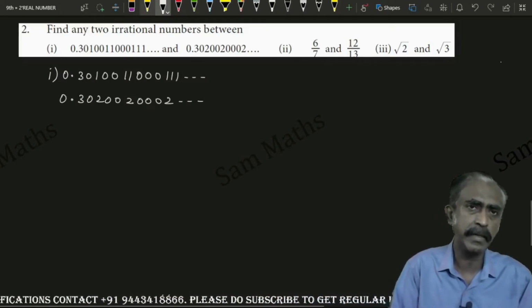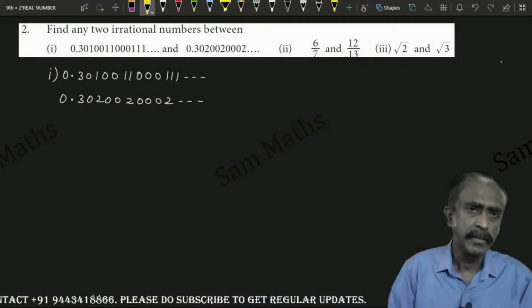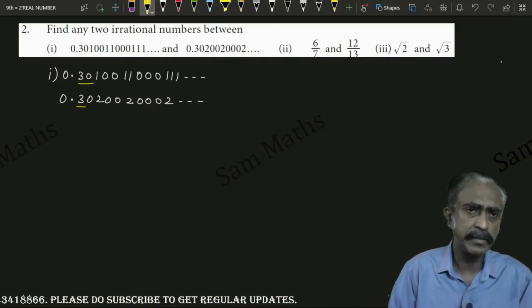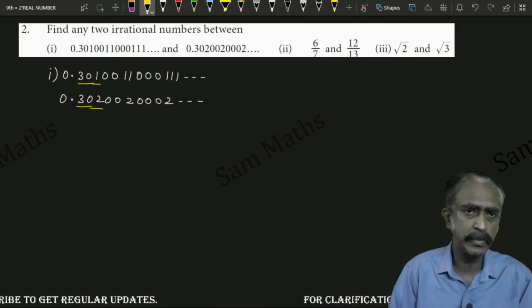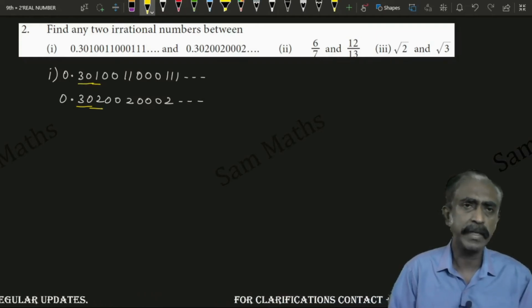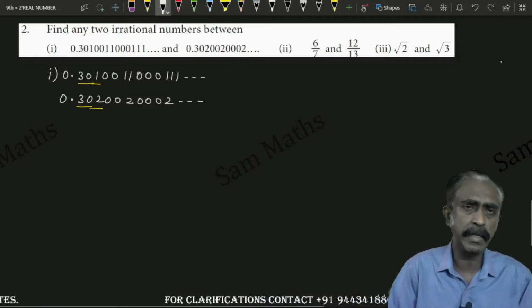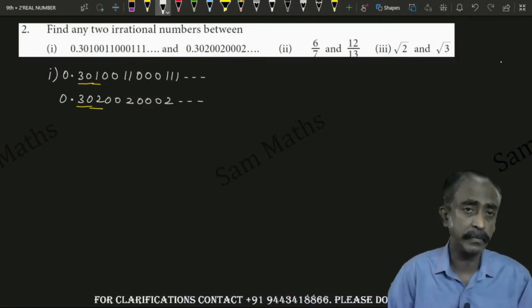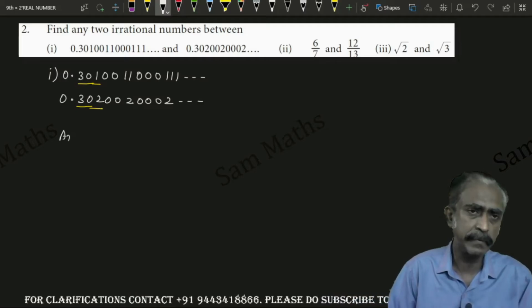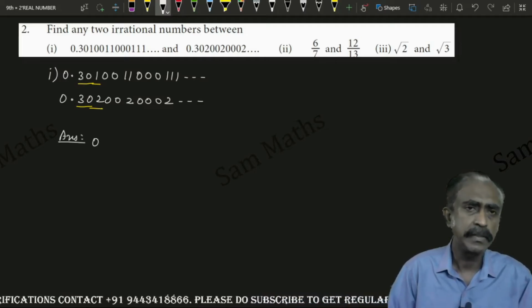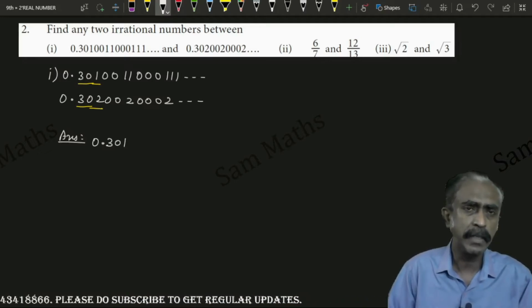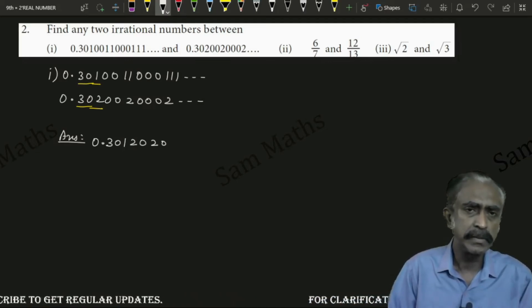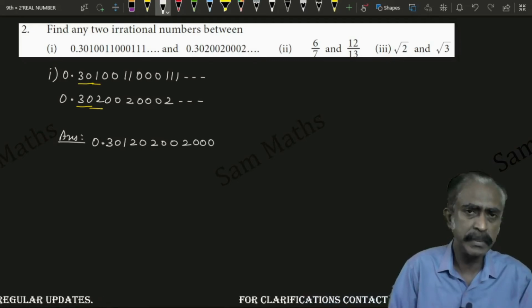Okay, children, here you have to say 30, here also 30. Only the third decimal place varies, that is 1, and here it's 2. Clear, children? So now we can easily write more irrational numbers. I am writing the first one, answer 0.301. It should be more than this, am I right? So I am taking 20 200 2 000 etc.